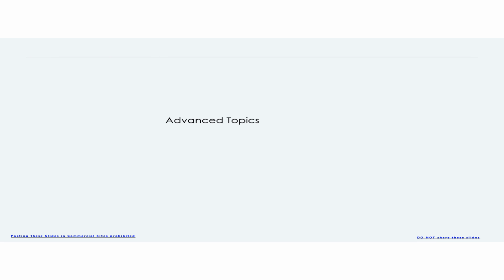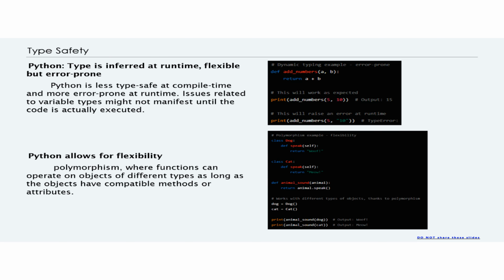Next, let's dive into some advanced topics very briefly, of course. In Python, type safety is a bit of a double-edged sword. Unlike some other languages, Python infers types at runtime, offering flexibility but potentially leading to errors that only appear when the code runs. This means you might not catch type-related issues during development. However, this flexibility allows for powerful polymorphism. Functions can operate on various object types as long as those objects have compatible methods or attributes. This can make Python code versatile and expressive, but it also requires careful testing to avoid runtime surprises.